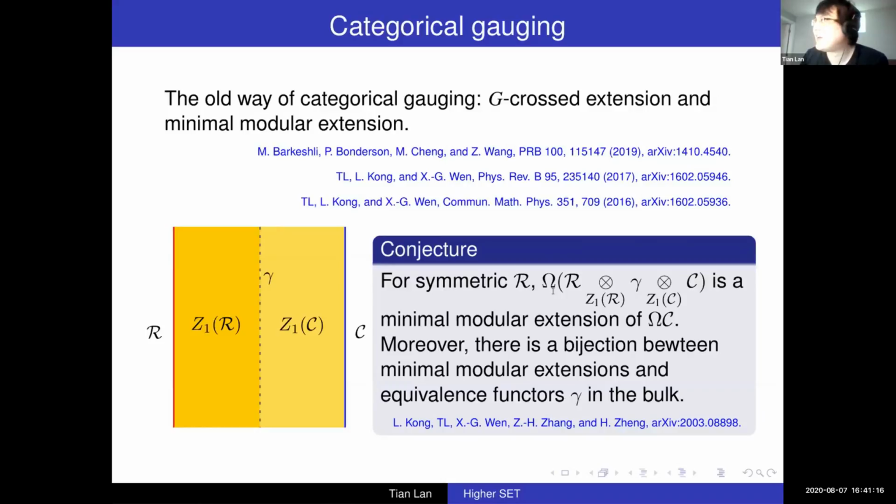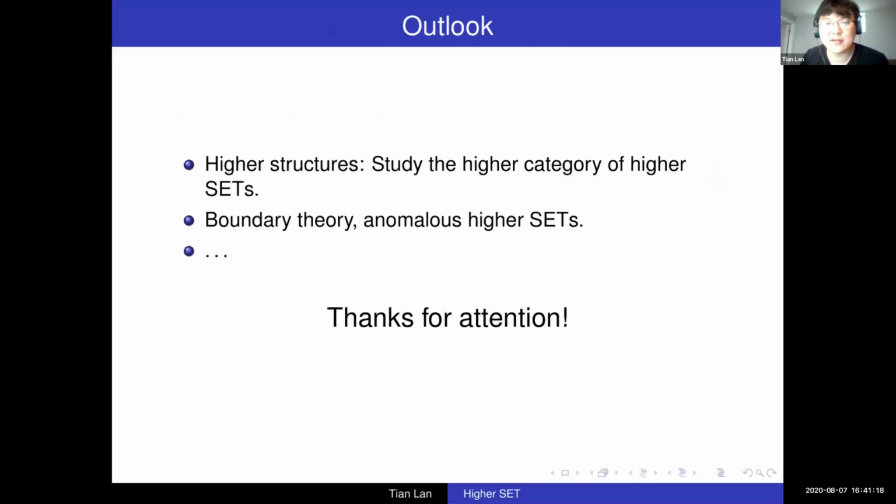And that basically finishes my talk. And I would like to thank you for your attention. And I left some open problems on the last slide. One thing is the higher structures I already mentioned. And maybe we also want to study the boundary theory of what we have defined. There should be anomalous higher symmetries and also maybe other exciting things. Yeah, thanks.